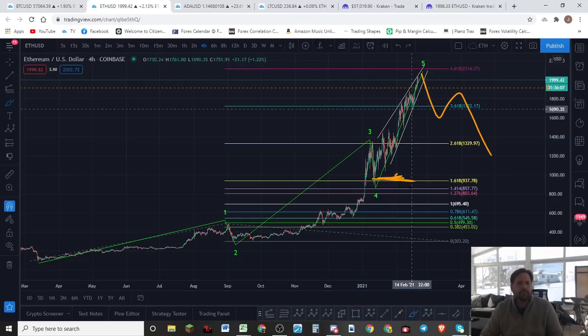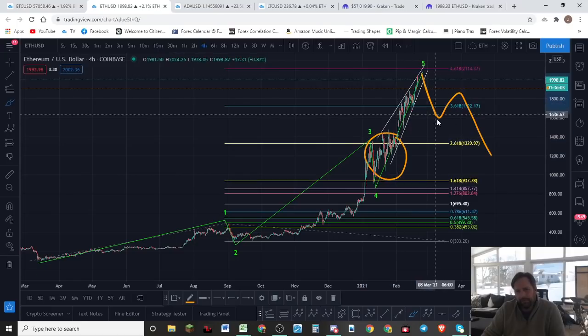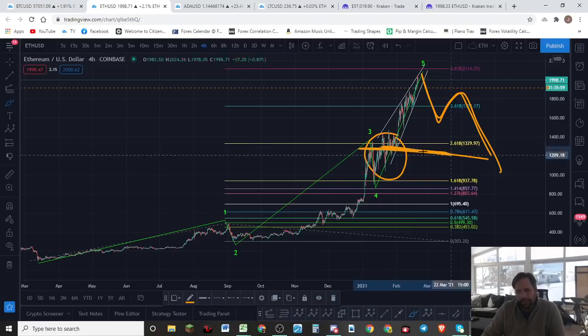Generally the 4th wave of the previous degree. So there's the 4th wave of the previous degree. We would expect some kind of a 3-wave move to get back down to this region if that's finished.